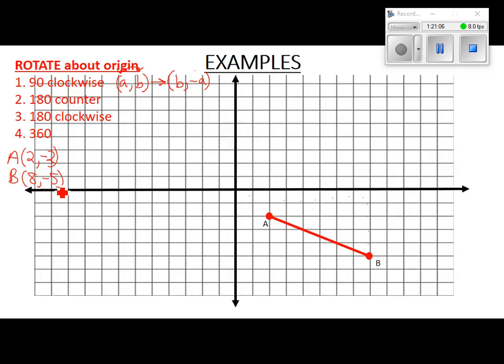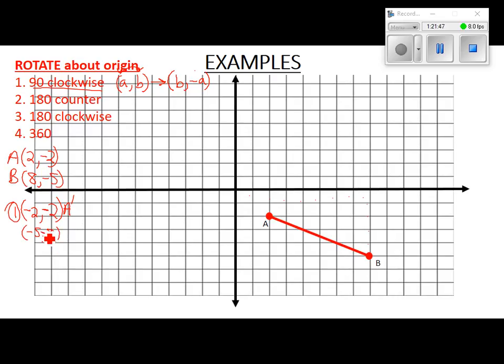All we're going to do to see where this new segment is going to end up, if we do 90 degrees clockwise, is we switch these two around. So for number 1, when we switch them around and take the opposite of the second one, we end up with -2, 2, but then we take the opposite of the second one, so we end up with that. That's going to be A prime. And then B prime, we switch them, you get -5, 8, but you need the opposite of the second one, so that's going to be -5, -8.